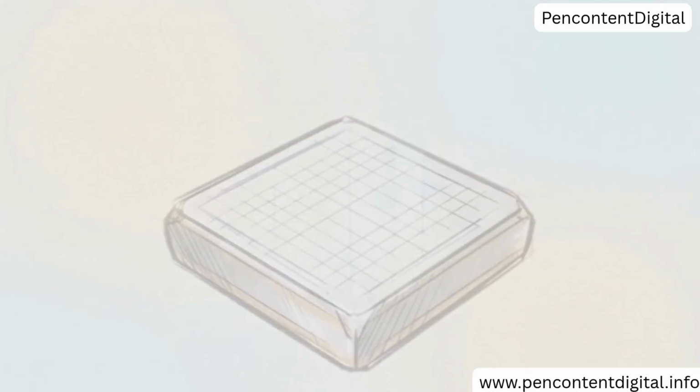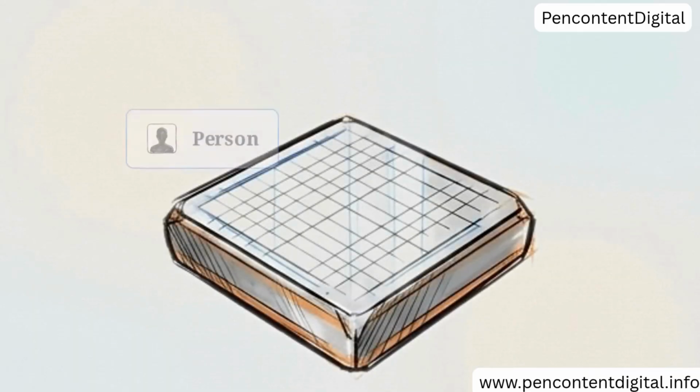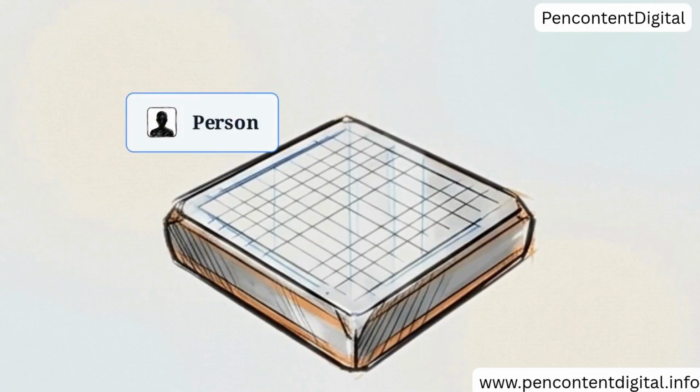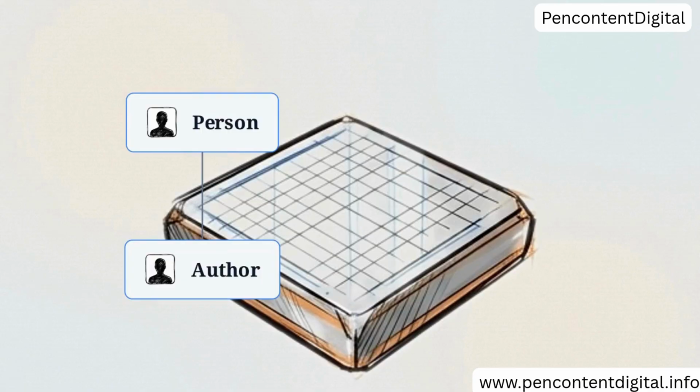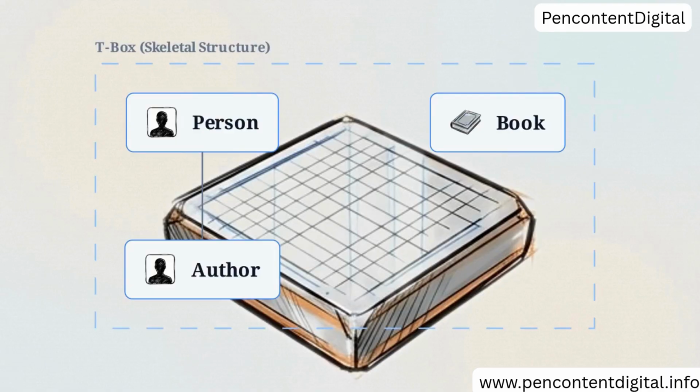We need a foundational concept to start. Create a new main class and name it Person. Now, nested directly beneath that Person class, create a subclass called Author. Then, create a separate, distinct class on the same main level as Person and call this one Book. This diagram shows the skeletal structure we just built.